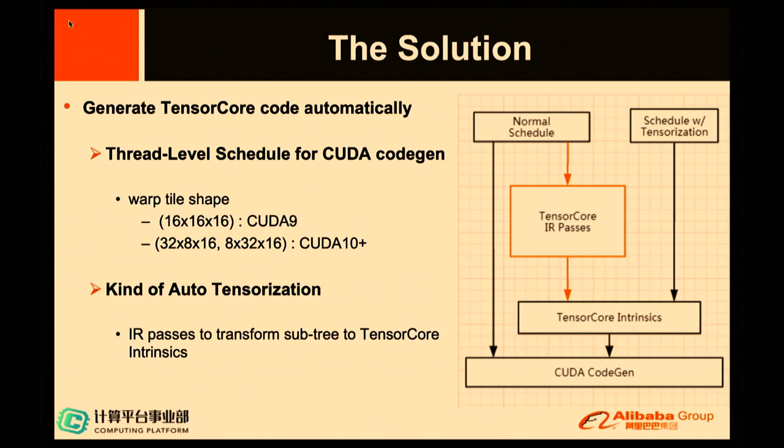In that situation, you have a warp tile size of 16 by 16 by 16 for CUDA 9, and for CUDA 10 you can now support 32 by 8 by 16 and 8 by 32 by 16. On the left side in the orange box, we have IR passes to transform subtrees to TensorCore intrinsics. You can use the same schedule for CUDA and TensorCore, but you have to add an attribute.